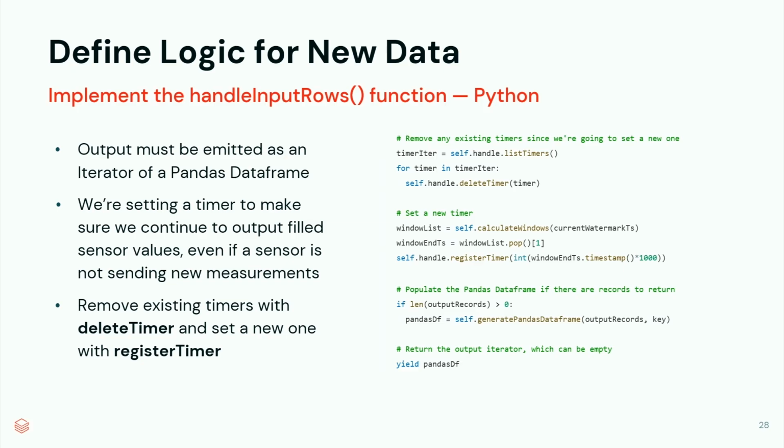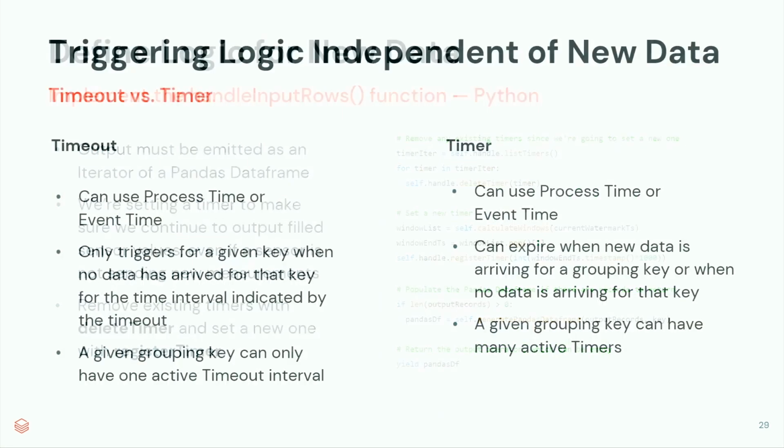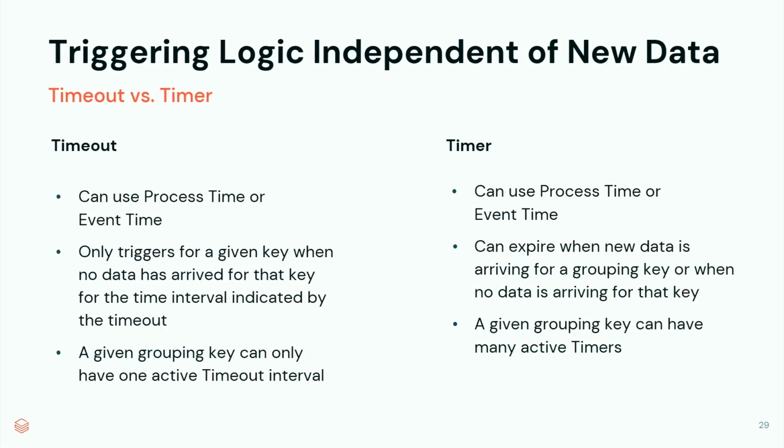Let's talk about timers. This is the fourth and final step when you're implementing TransformWithState. But first, we're going to talk about timeouts versus timers. Previously in the old API, you had to declare a timeout. Both timeouts and timers can be process time or event time, but with a timeout, it is only going to fire if nothing is being received by that grouping key. In this case, it would be for our sensor.